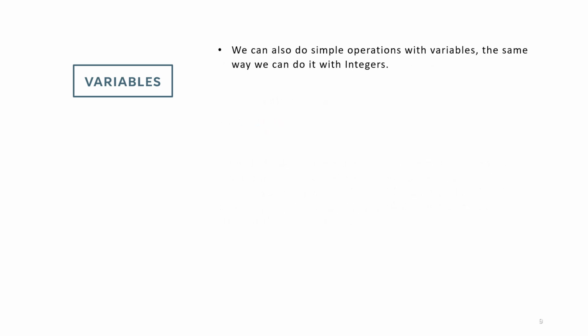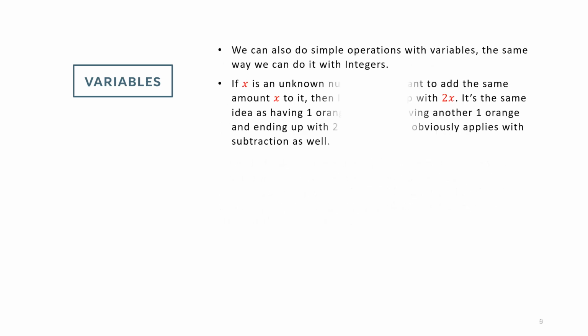We can also do simple operations with variables, the same way we can do it with integers. If x is an unknown number, and I want to add the same amount x to it, then I would end up with 2x. It's the same idea as having one orange, then receiving another one orange, and ending up with 2 oranges. This obviously applies with subtraction as well.